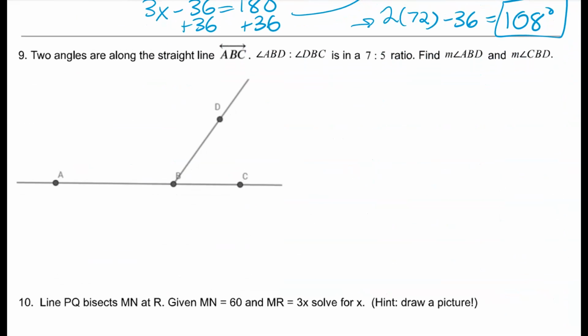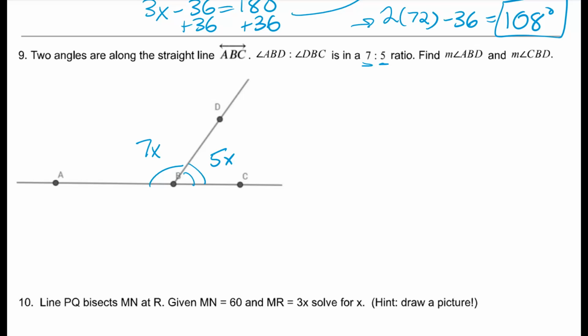For number 9, two angles are along the straight line ABC. Angle ABD and angle DBC are in a 7:5 ratio. So I'm going to label one of the pieces as 7x and one of the pieces as 5x. So when I divide these two angles against each other, it should always reduce to a 7:5 ratio. Find the measure of angle ABD and find the measure of angle CBD.